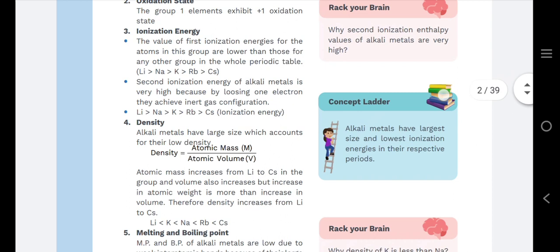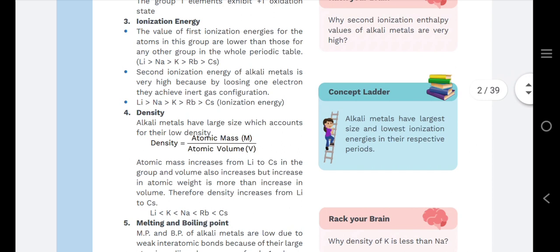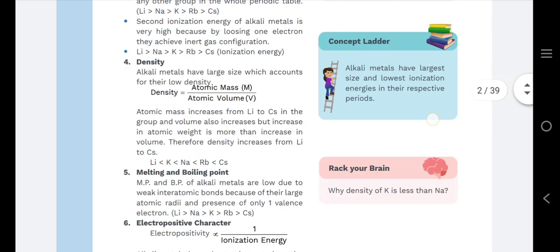Density. Alkali metals have large size which accounts for their low density. As we know, density is equal to atomic mass divided by atomic volume. Atomic mass increases from lithium to cesium in the group and volume increases, but increase in atomic weight is more than increase in volume. Therefore, density increases from lithium to cesium.